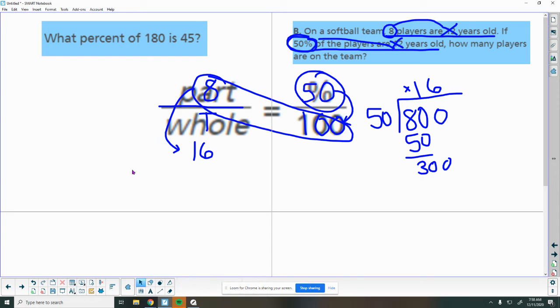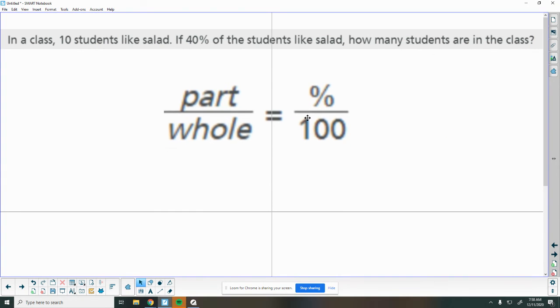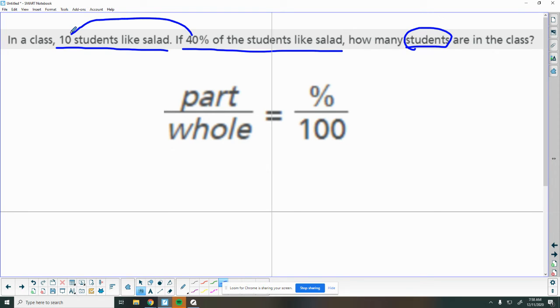Okay, let's try one more here. So I'm going to grab that for us. We need to find the parts that we know and plug them into this formula here. So in a class, 10 students like salad. If 40% of the students like salad, how many students are in the class? So 40% like salads, 40% is 10 students that like salads.